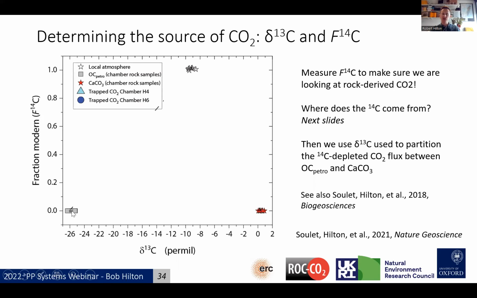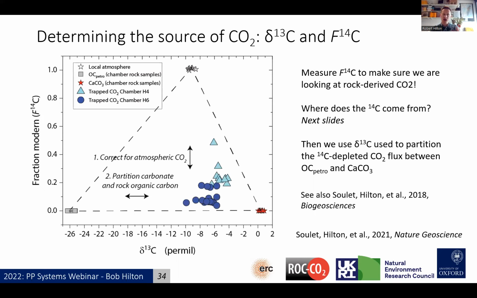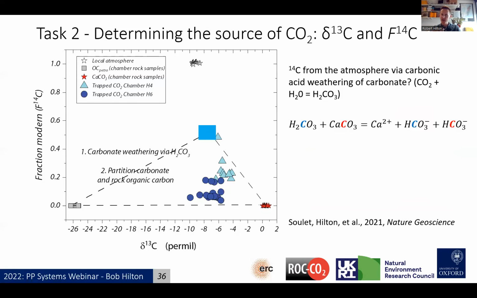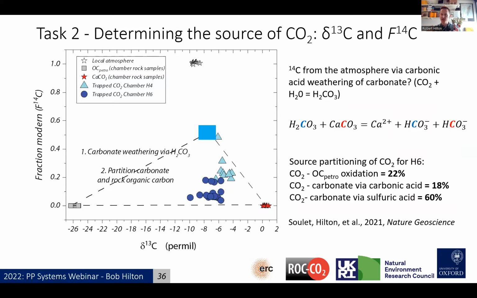So the gray and the red star are our rock sources of CO2. And our atmosphere is up at the top at 1. So we can really nicely distinguish these sources using this array. And here are our trapped gases. Again, don't worry, I'm going to skip quite quickly here and tell you that we then unmix where we think these gases are coming from so that we can link them back to the rock components that we're interested in. We do something called a mixing model or source partitioning, and we unpack things like this.